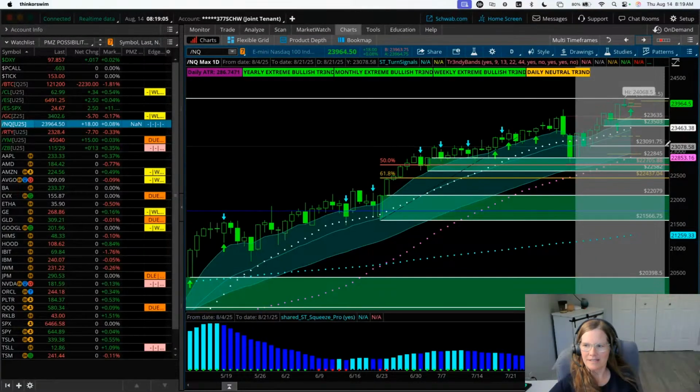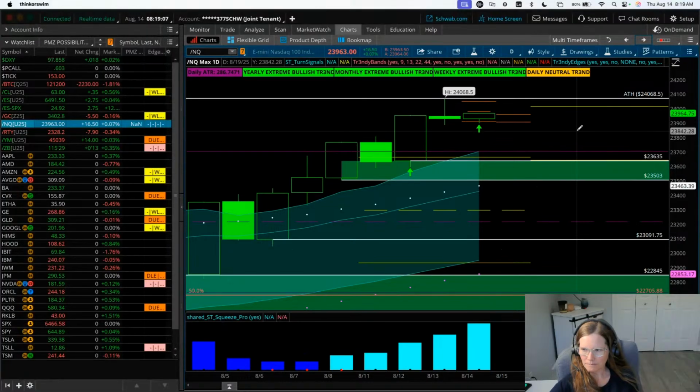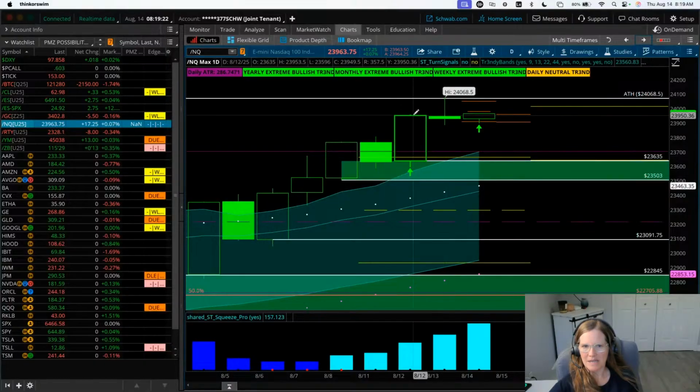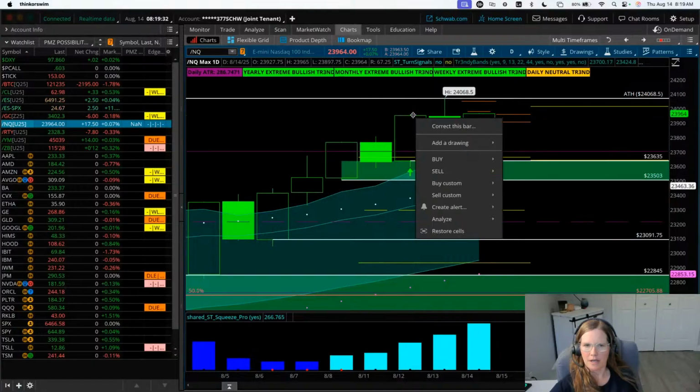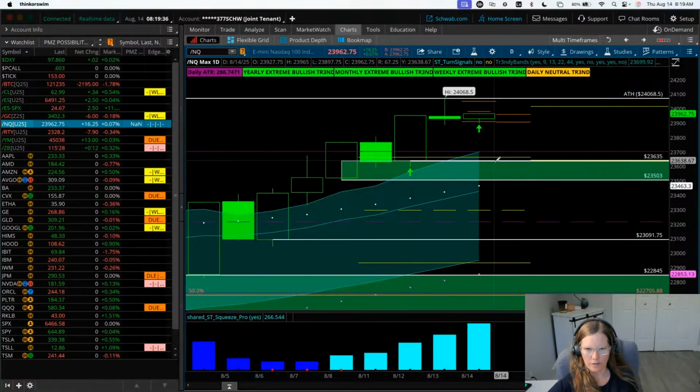Look at this candle, okay? Right here. Yesterday on the NASDAQ printed an inside candle. This is my favorite candle structure. Right here, yesterday. That means price above today. If price closes above 23,950, we've got an inside and up candle formation. If price though closes below, then there is a potential that we will see further downside.